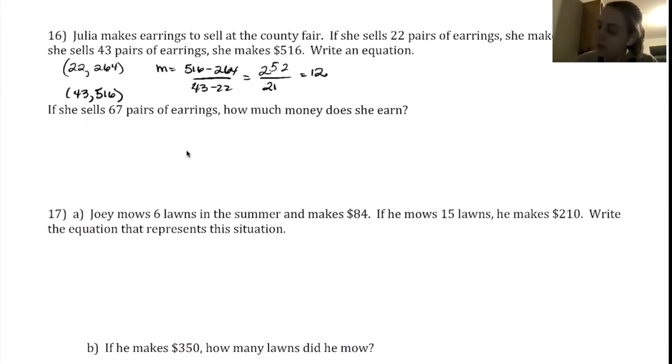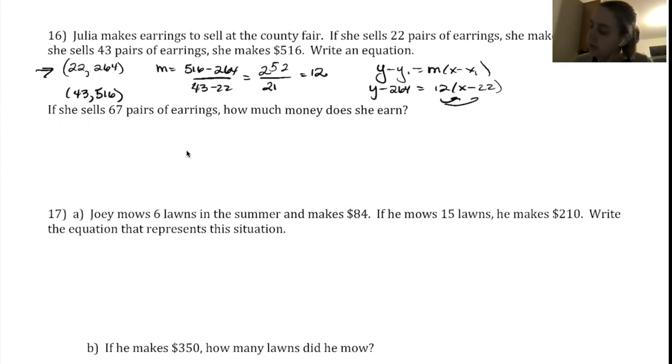So y, and I'm going to use that first pair. Y minus y1 equals m times x minus x1. So y minus 264 equals 12 times x minus 22. Distribute the 12. Y minus 264 is equal to 12x, and then 12 times 22 is 264. Imagine that. So if I add 264 to both sides, I get y equals 12x. That, folks, is the equation.